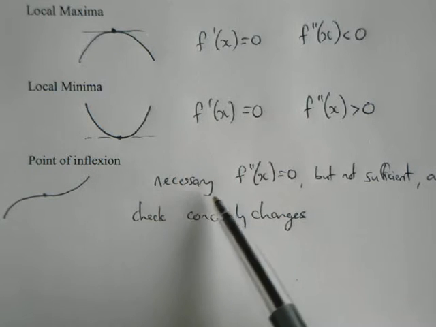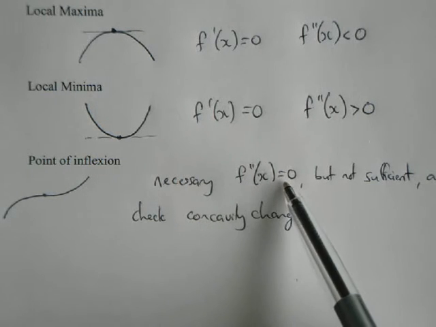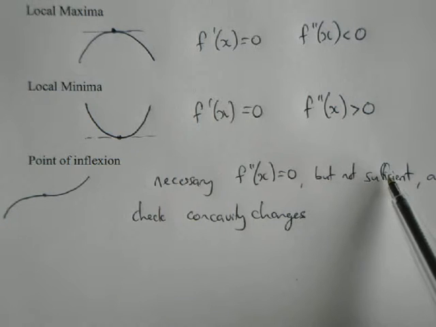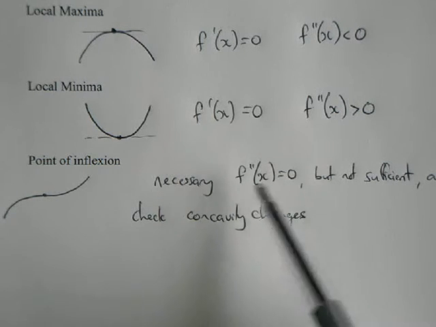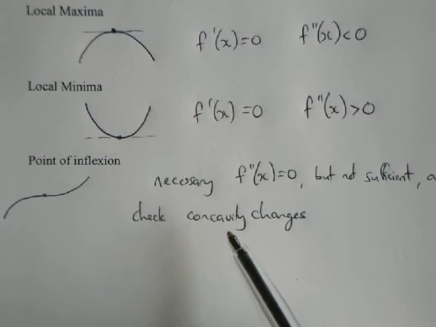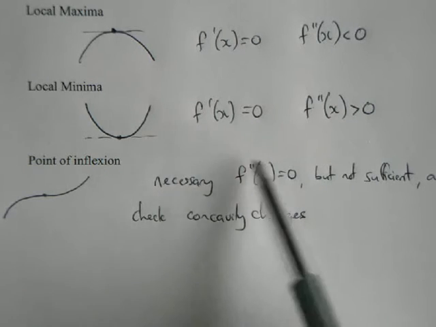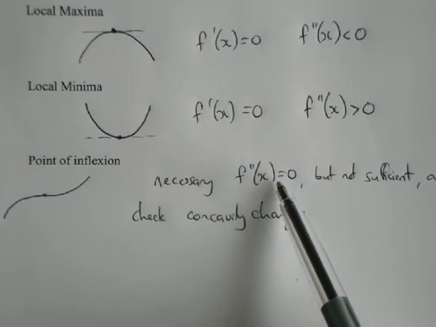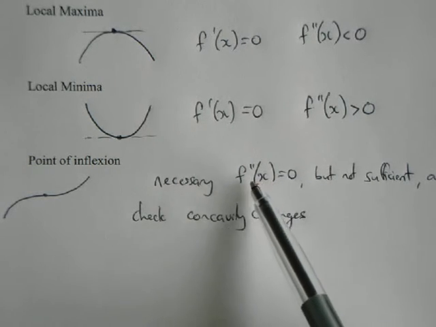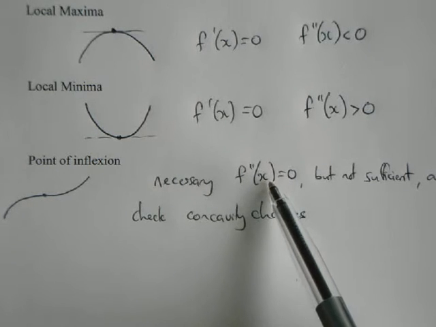Now, a necessary condition for this is that the second derivative is equal to 0, but it's not a sufficient condition. Okay, so you need to have something else to make sure it is a point of inflection. So all points of inflection will have the second derivative equal to 0, but not all points with the second derivative equal to 0 are points of inflection.